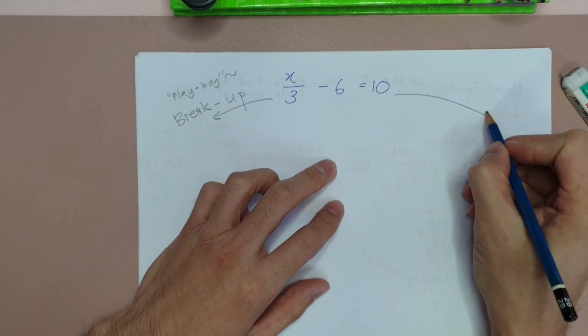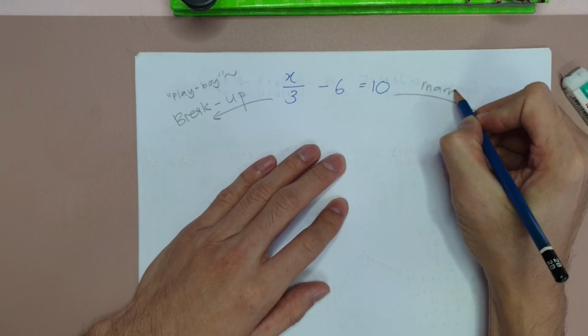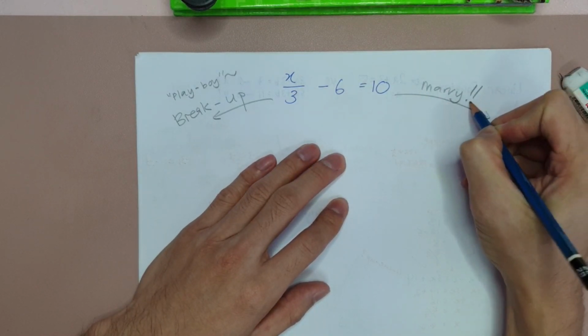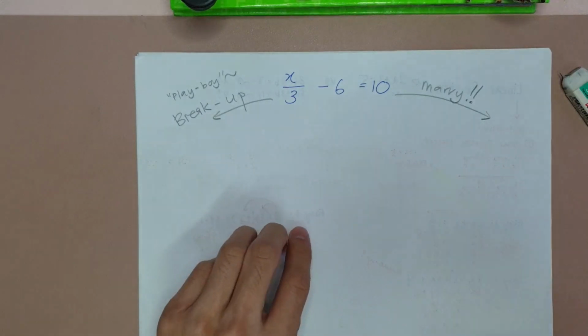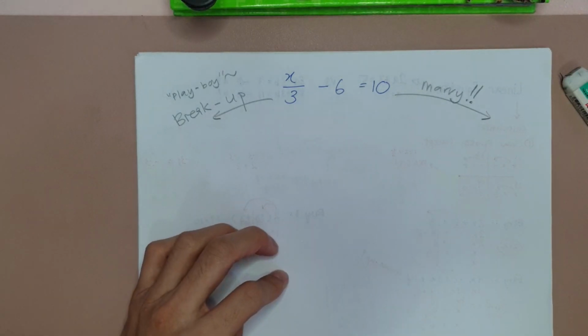Woo. The next one is to marry together. You marry them, and then you become single already. So this is how we're going to work it out.